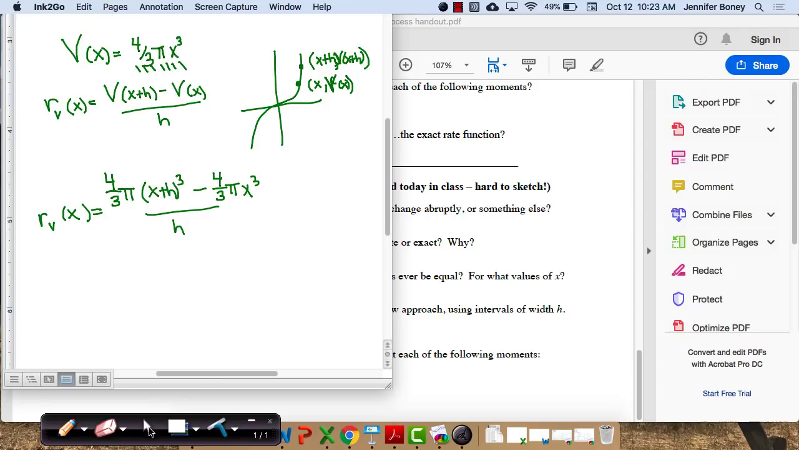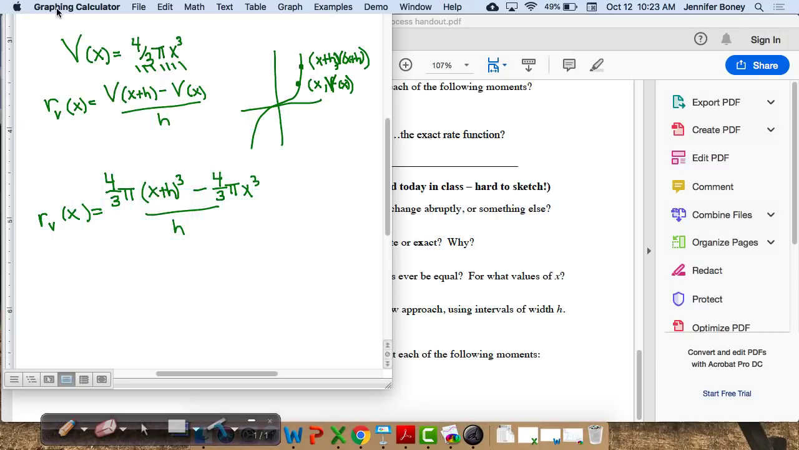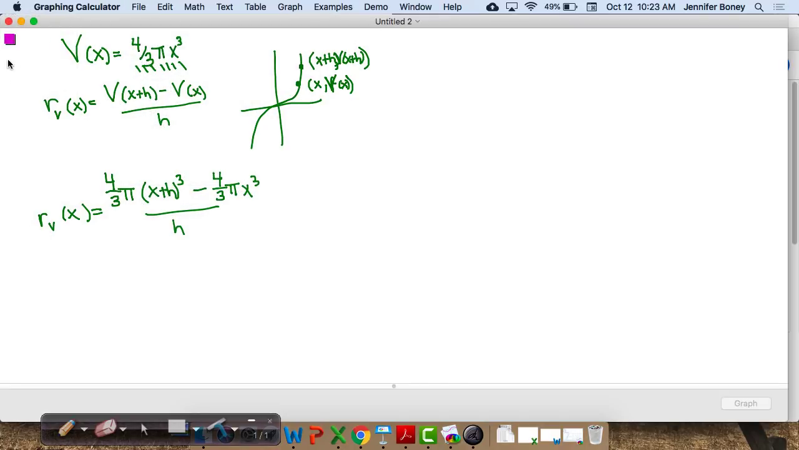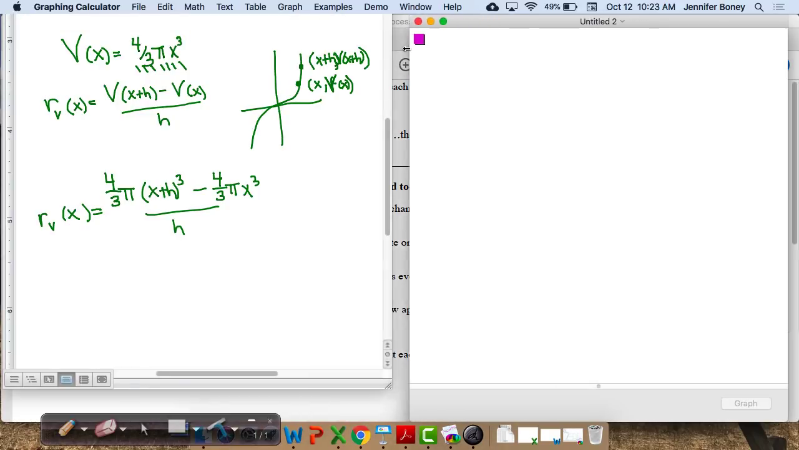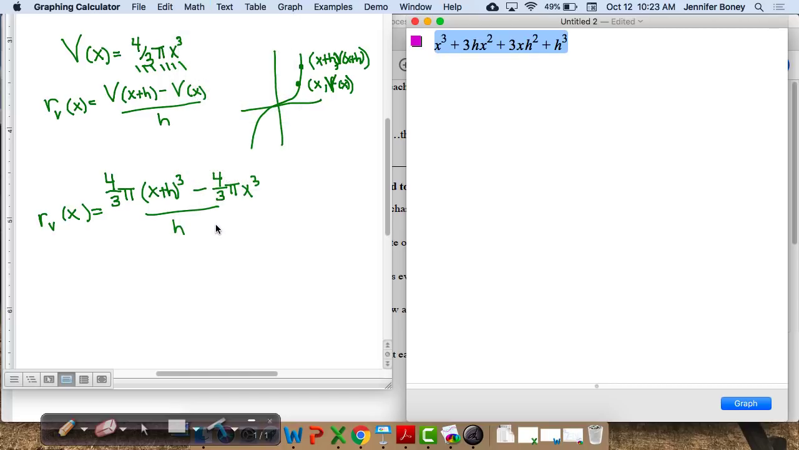Or let me point out something in GC that's actually pretty useful. Well, there's lots of things in GC that are useful, but let me close that. And new GC window. Not that big, though. All right, so in GC, there's a lot of math things that you can do, and one of them is x plus h cubed. I can expand that. So if I select this and go to the math, one of the options here, which you may or may not be able to see because I wrote over it, says expand. There's also a keystroke for it.